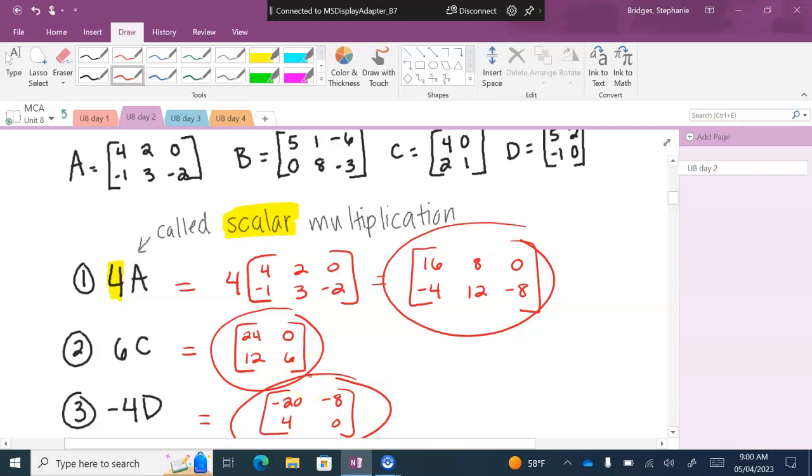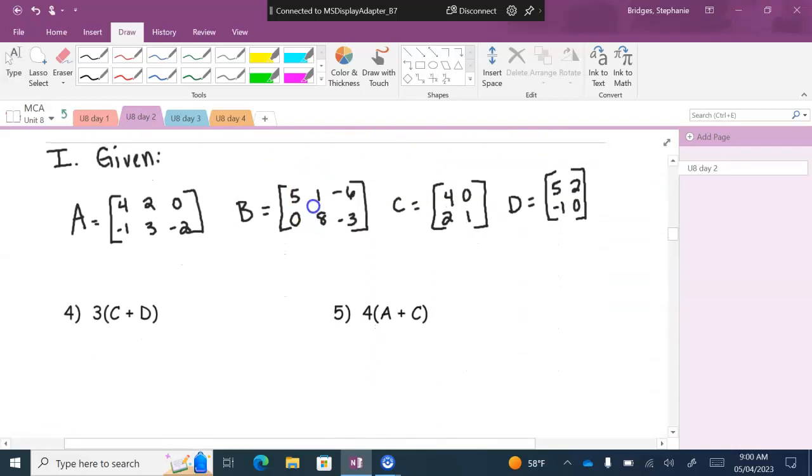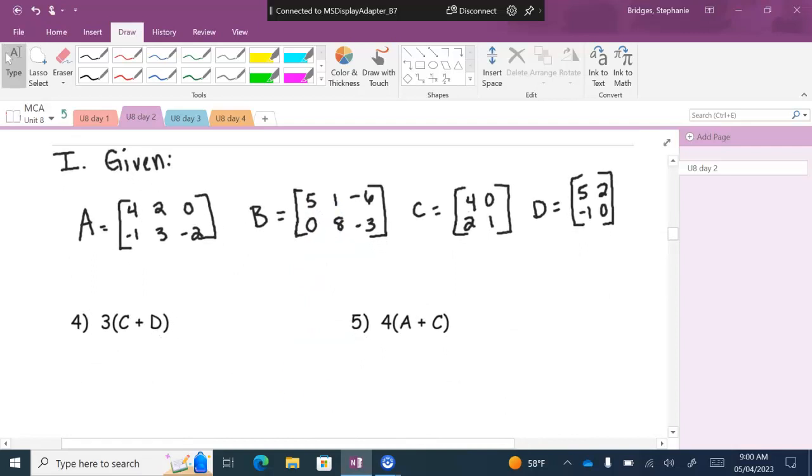All right, the last 2 examples. It's the same 4 matrices, so you do not have to rewrite them. But it's going to combine some scalar multiplication with addition and subtraction. So with 4, first of all, if I can add them, I'm going to do that first because it seems a little less work to me. But again, you could multiply C by 3, multiply D by 3, and then add.